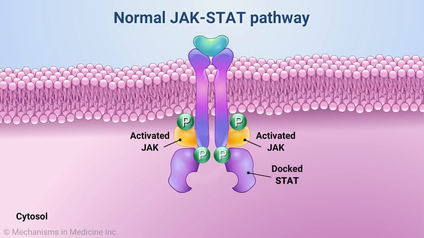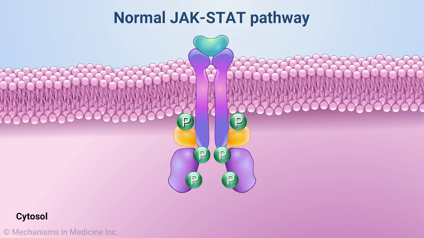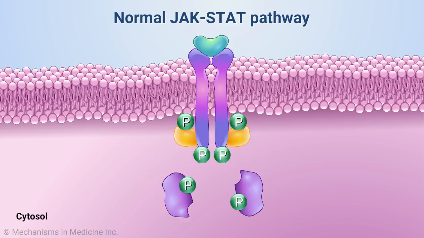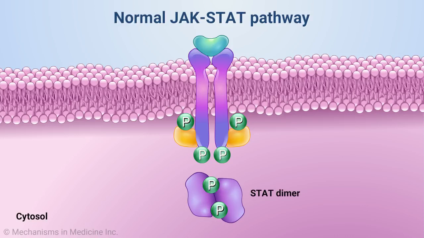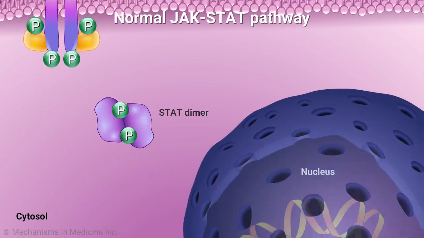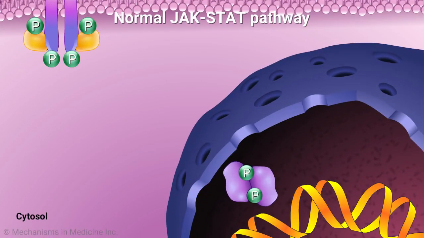associated STAT proteins. Upon docking, the activated receptor-associated JAKs phosphorylate STATs. The phosphorylated STATs then dissociate from the receptor chains, dimerize with each other, and translocate to the cell nucleus, where they activate gene transcription.